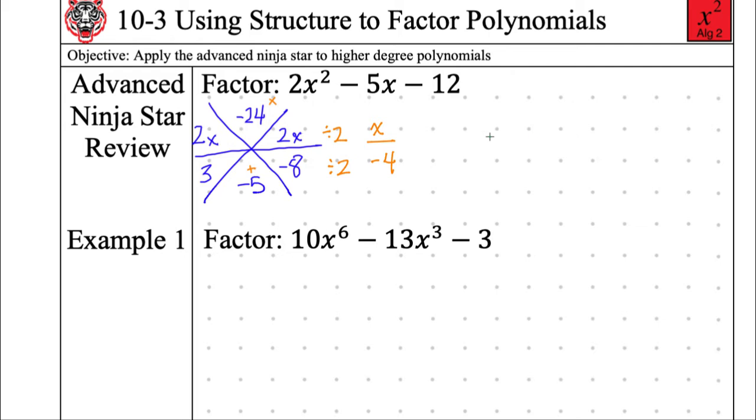So I can write my final answer as 2x plus 3, and that's coming from the left-hand side of our ninja star. And then our right-hand side is x minus 4. So this is times the quantity of x minus 4. That is Advanced Ninja Star. If you ever need to check your work, go ahead and multiply these back together. You can either use FOIL, a box method, or whatever method that you want.